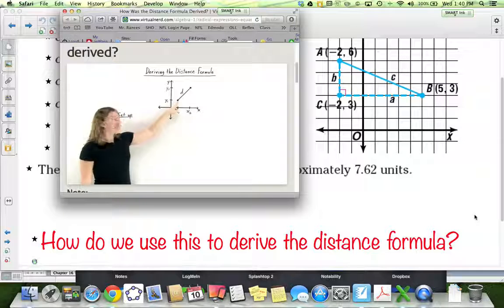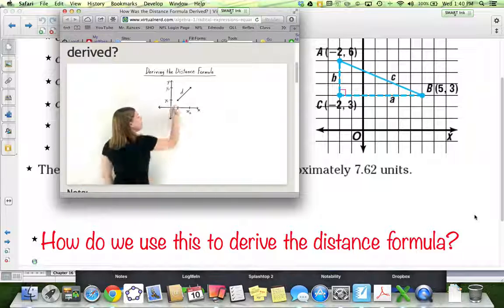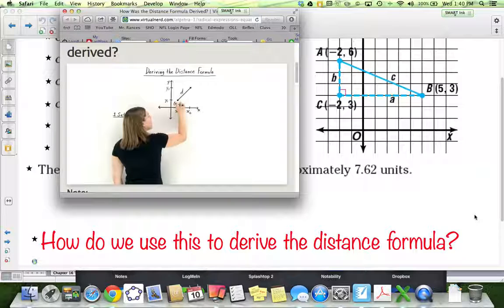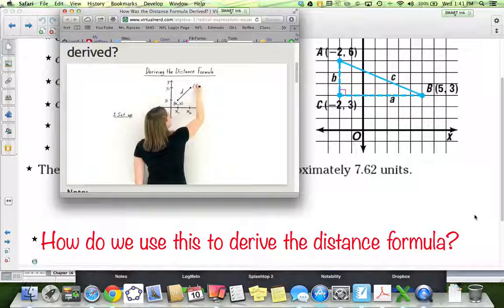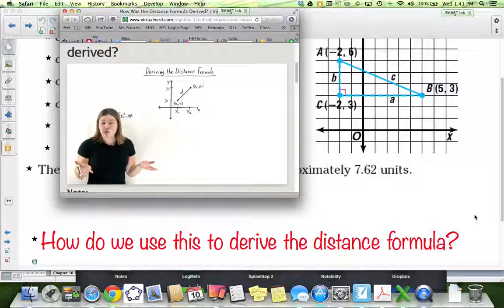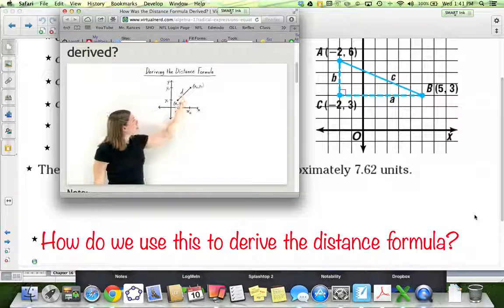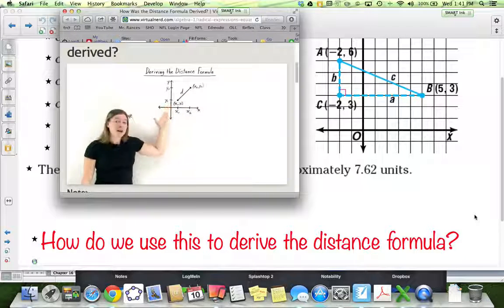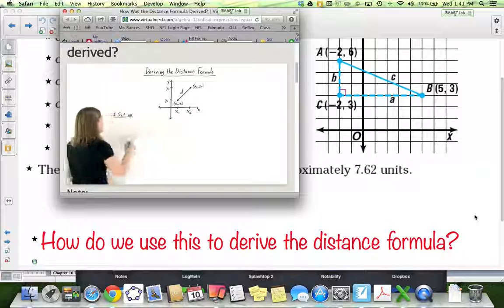So let's look again at this point. This point now has the ordered pair x sub 1 comma y sub 1. And this point is the ordered pair x sub 2 comma y sub 2. Great. But how do we find the distance between those 2 points? Well, let's think about this. Let's take this line right here and make it part of a triangle. Let's make it the hypotenuse of a right triangle.